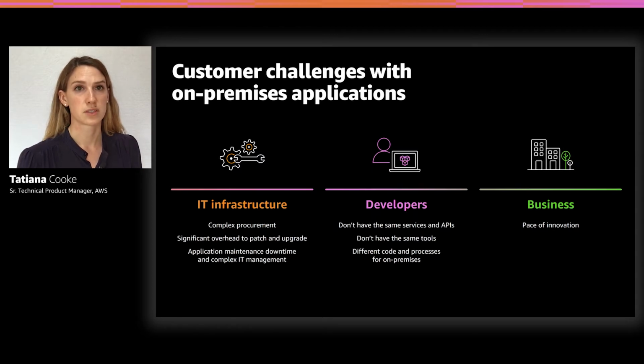Then there are developers. Developers end up having to build for different APIs and services. They may need to use different tools for automation, deployment, and security controls. This results in separate code bases and processes for on-prem and the cloud, creating friction and operational risk.